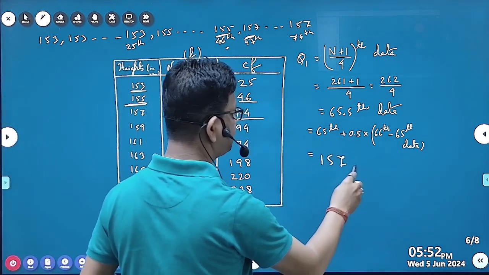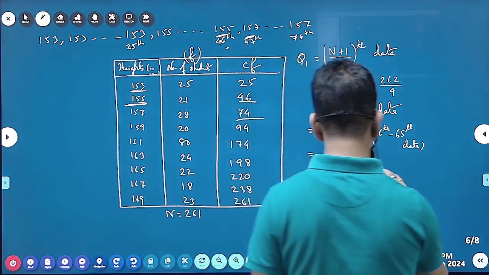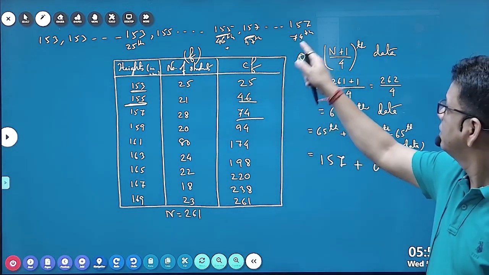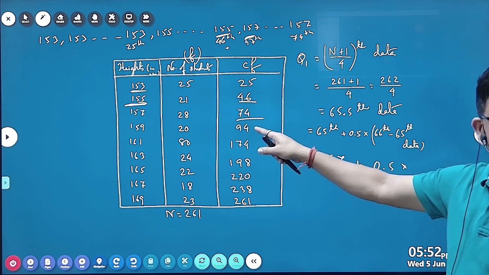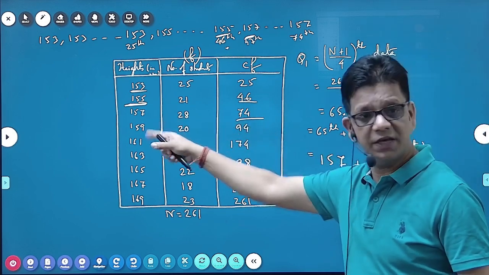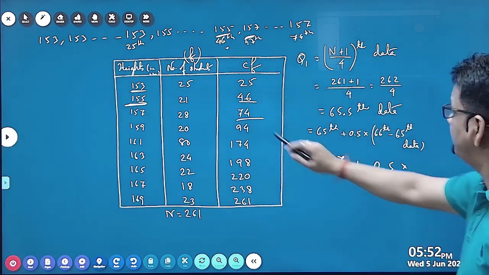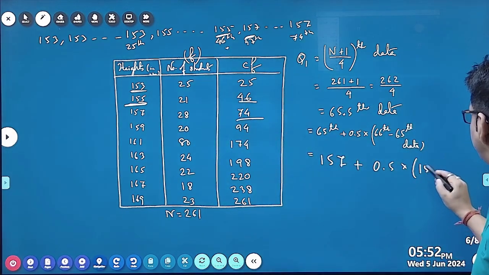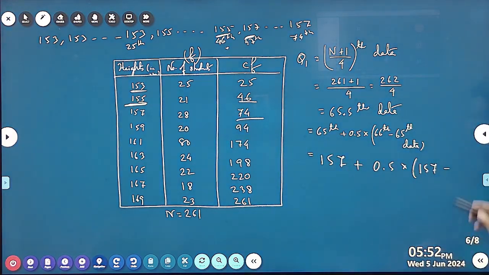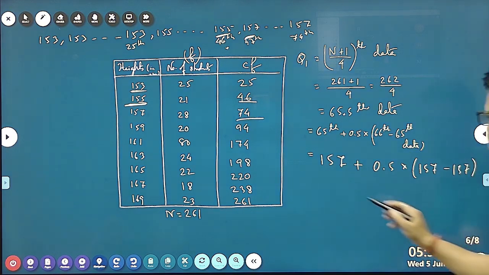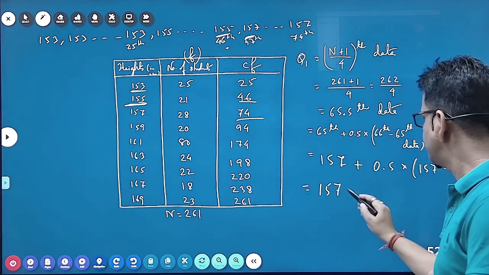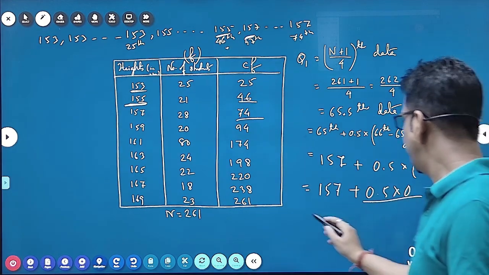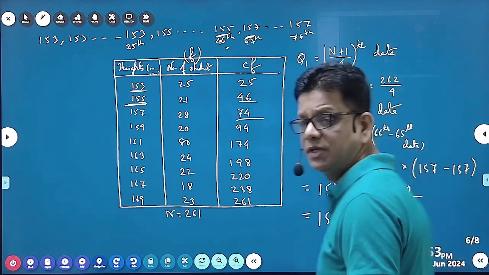Is that clear? And the last one is actually easy: 0.5 into... What is the 66th then? 66 will also be 157 only, because up to 74th it will be 157. So this is 157 plus 0.5 into 0. This is 0. Hence it is 157.